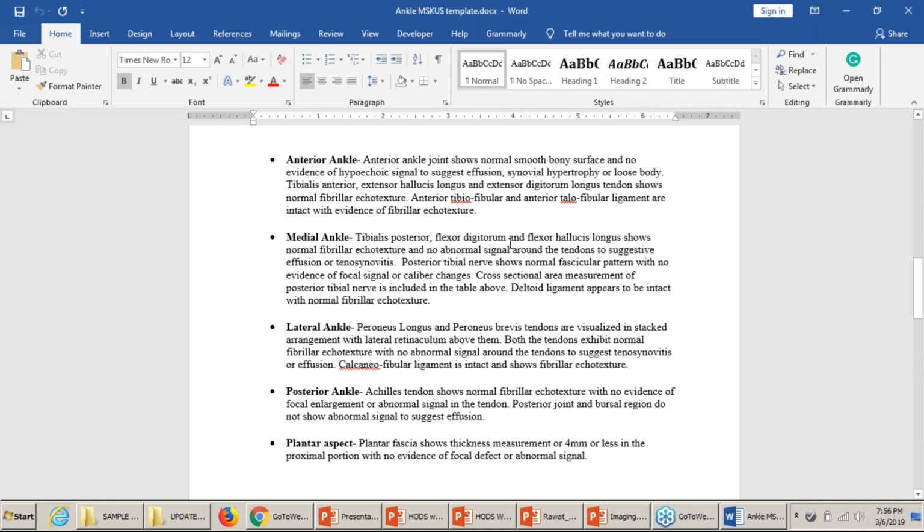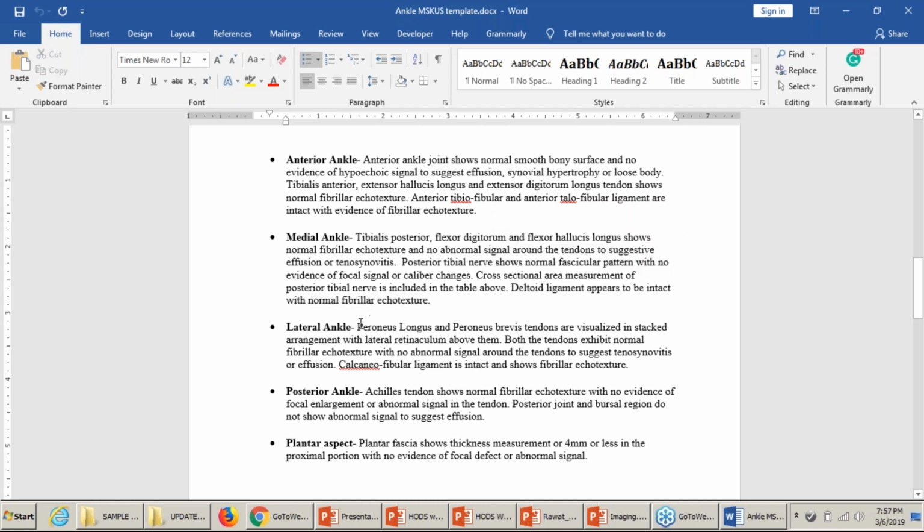On the anterior aspect, joint, tendons, and ligaments. So anterior ankle joint, 3 tendons: tibialis anterior, extensor hallucis longus, and extensor digitorum longus. Then anterior tibiofibular and talofibular ligament. On the medial side, contents of tarsal tunnel, so tibialis posterior tendon, flexor digitorum, and flexor hallucis longus, posterior tibial nerve, and deltoid ligament if that's relevant to your exam.